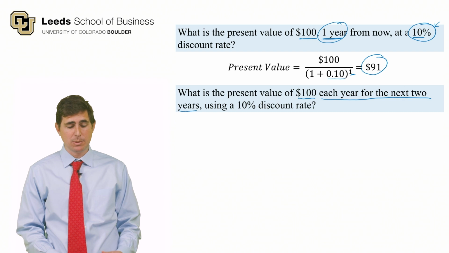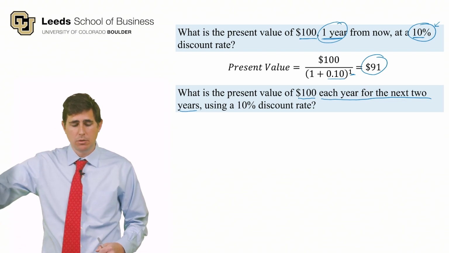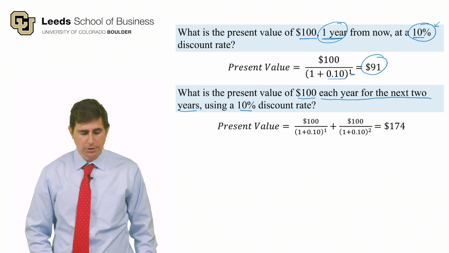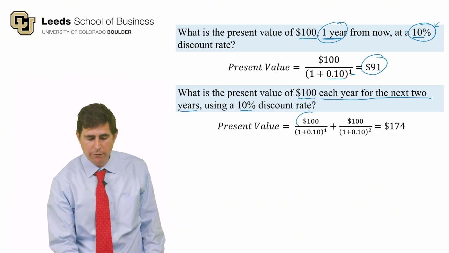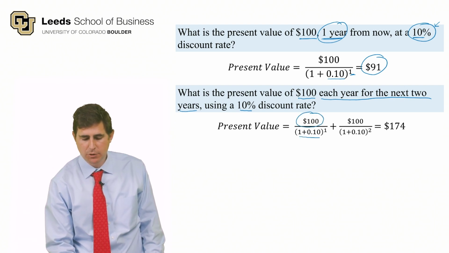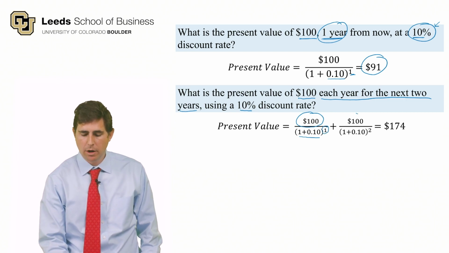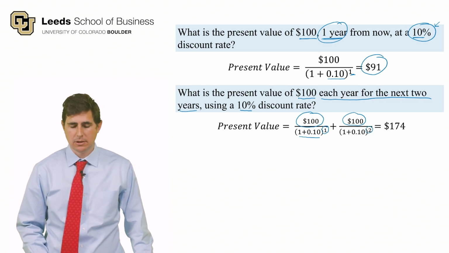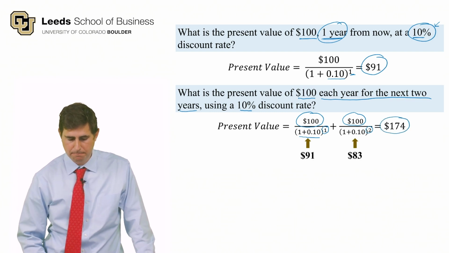In this case, the stream is pretty short. It's two $100 payments, one that's a year from now and one that's 2 years from now. We'll use a 10% discount rate. And so to do this, we're just going to add these two terms together. $100 1 year from now, divided by 1 plus the interest rate raised to the power of 1, because it's 1 year away, plus $100 2 years from now, over 1 plus the interest rate raised to the power of 2, since it's 2 years away. And that total is 174, okay?